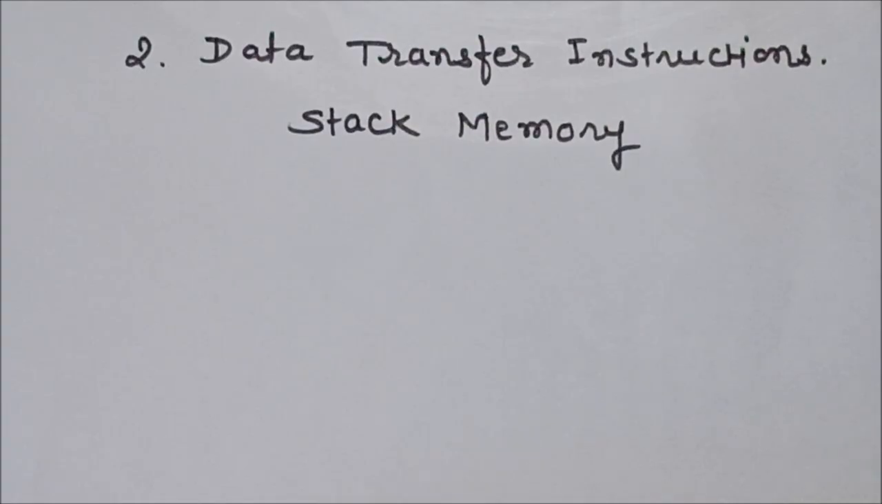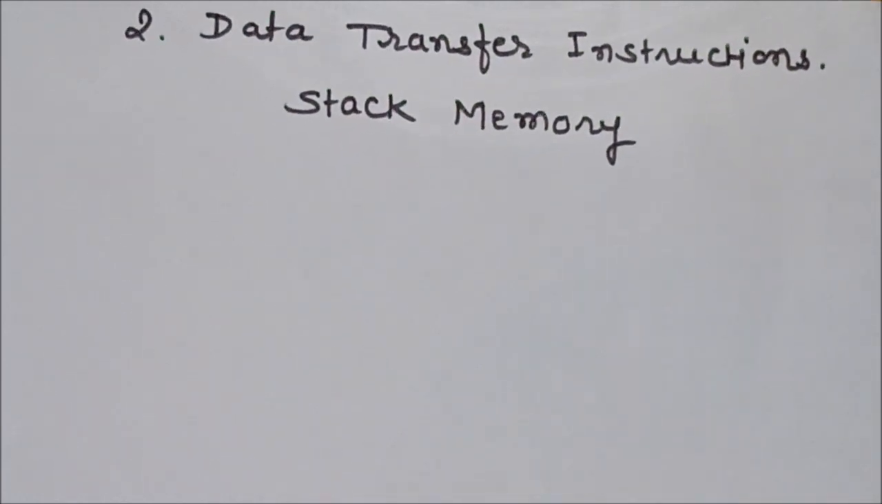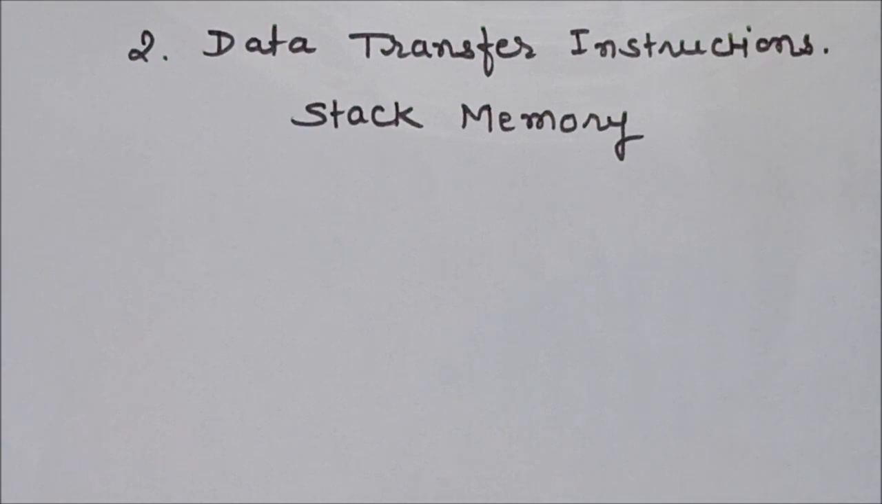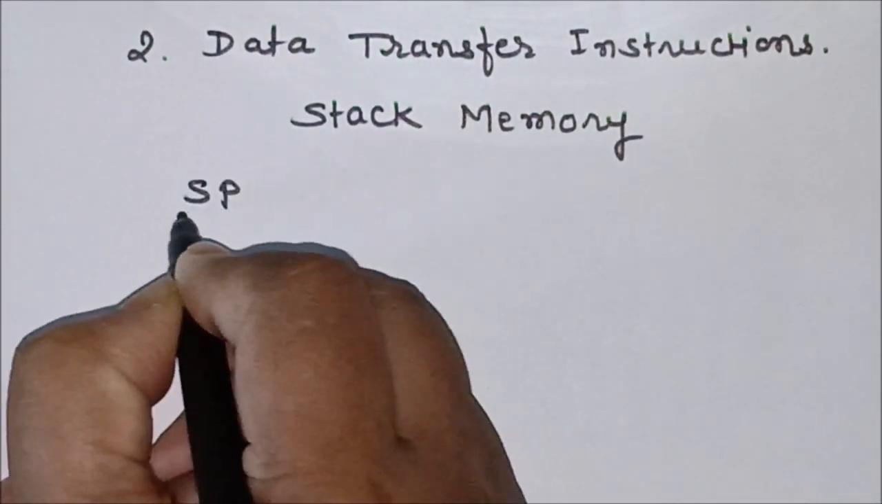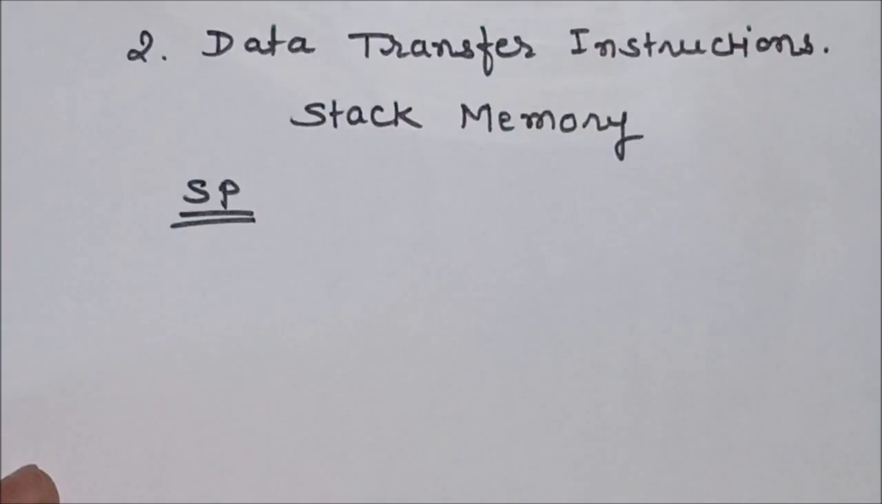Second type of data transfer instructions are related to stack memory. Stack is a user-defined memory and it is used to store temporary data. The stack pointer register, that is register SP, is used to point to stack memory.